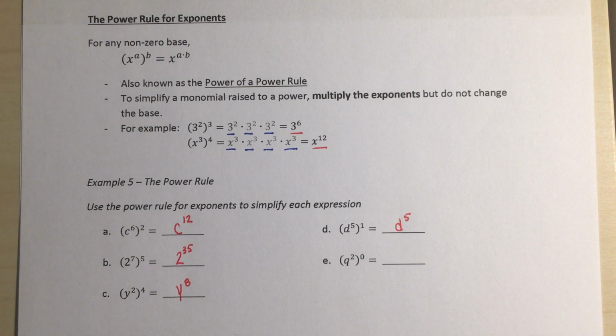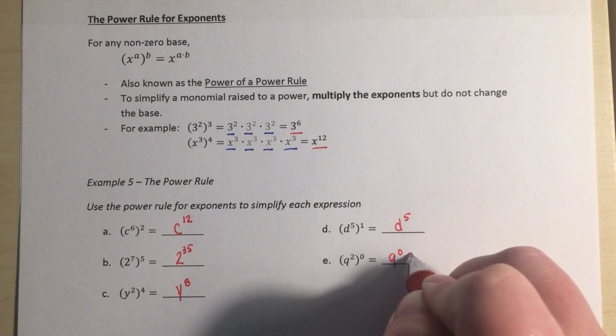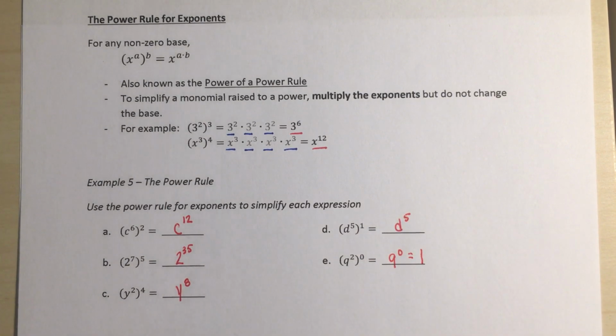Right? Something similar happens for e. We can think about this a couple of different ways. We could think about this using our 0 power rule. Anything raised to the 0 power is equal to 1. Or we could think about this as using our power rule in this section. Right? 2 times 0 is 0. So q to the 0 is also equal to 1.